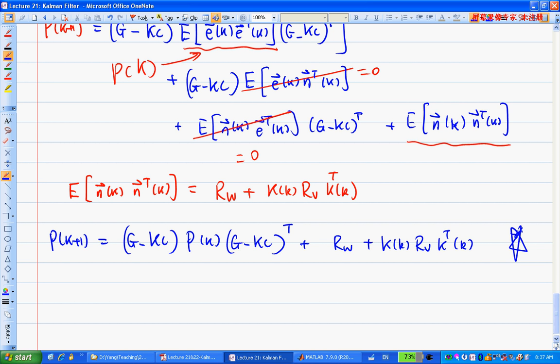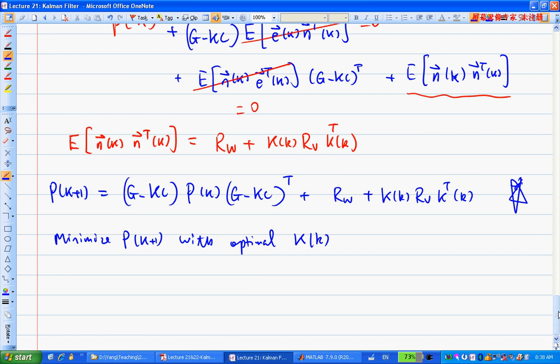Remember the objective. What's the objective? The objective is to minimize what? Minimize this guy here, right? When you talk about minimizing, you have to say you minimize by manipulating something, right? So if you look at this equation here, the only one you can manipulate is K. So the question here is, how do we obtain the optimal K such that this capital P is minimized? So basically, minimize P with the optimal K here.